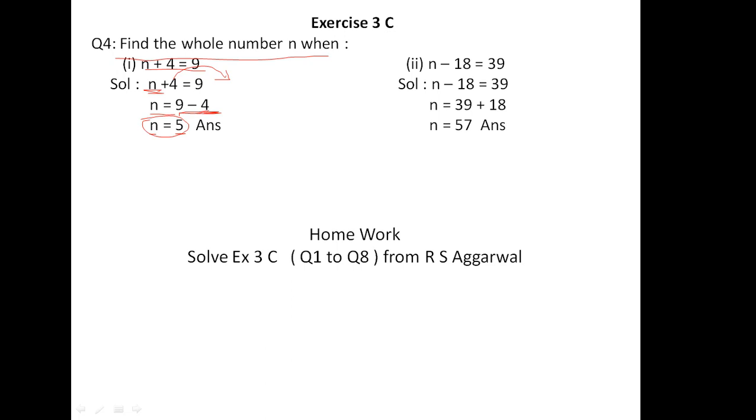Now the second part, here we have to find the value of n. n minus 18 equals 39. So we have to find this value of n. We transfer this 18 to the right hand side, so the sign will change. It will come 39 plus 18. When we add, it will come 57. So the value of n is 57.